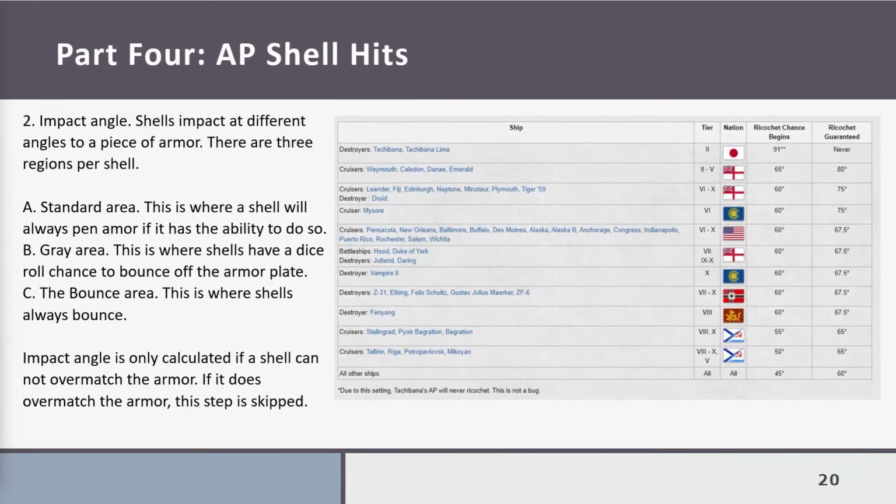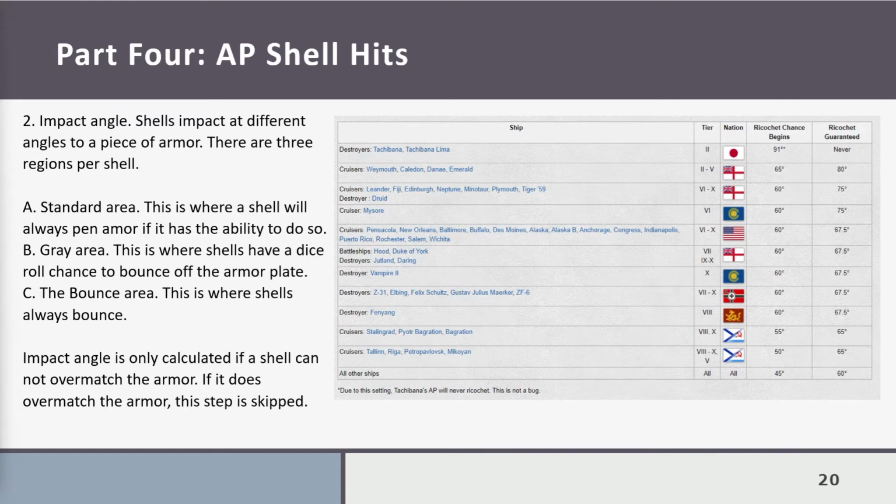Next, impact angle. Shells impact at different angles to a piece of armor. There are 3 regions per shell. The standard area, where the shell will always penetrate the armor if it has the ability to do so. The gray area, where the ricochet chance starts, and there's basically a dice roll if your shell will bounce or not. And then the bouncing area, where shells will always bounce, so this is basically the guaranteed spot.